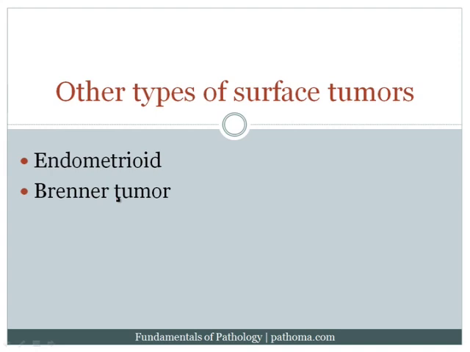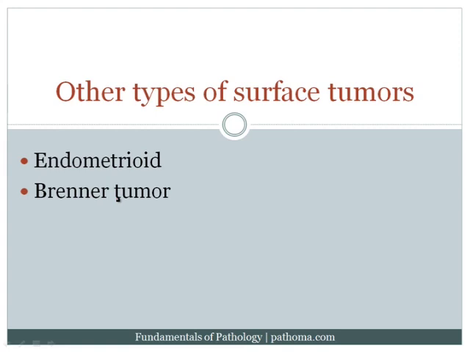So that's one possibility. Now, a few things to know about endometrioid tumors of the surface of the ovary. The first point is that they're usually malignant. Remember that surface epithelial tumors can be benign, borderline, or malignant. When you have an endometrioid tumor, it's usually malignant. So you're going to have an endometrioid carcinoma. That's point one.